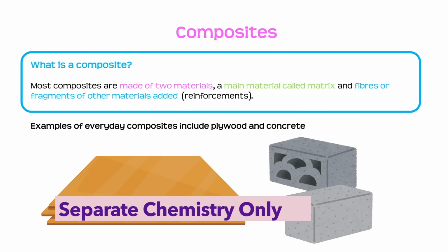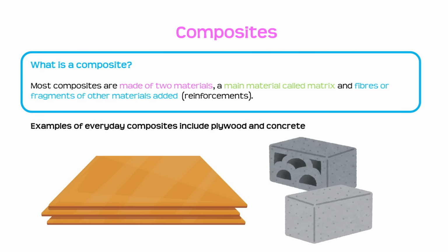Composites are made of two materials, a main material called a matrix, and fibres or fragments of other materials that we add to this matrix. We call these materials reinforcements. Everyday examples of composites include plywood and concrete.